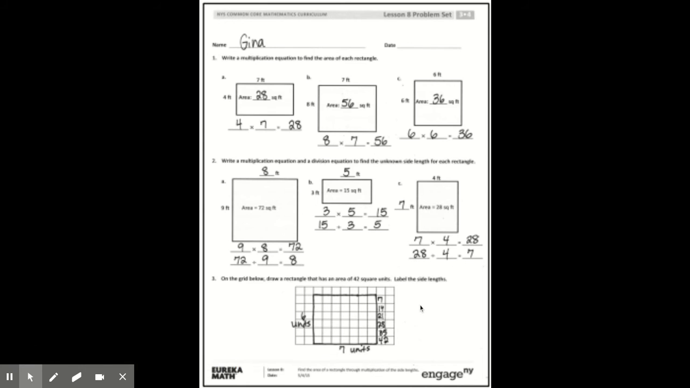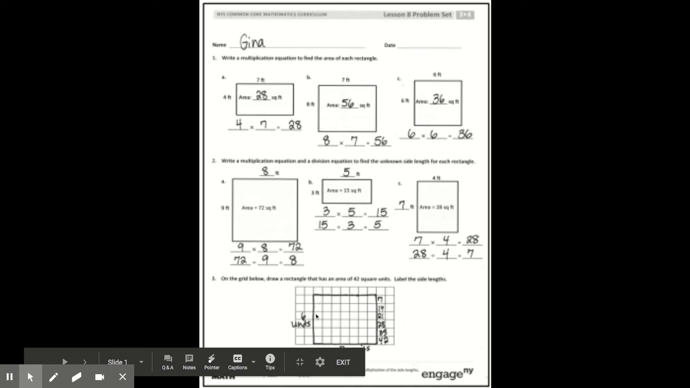If we go down to number 3, on the grid below, draw a rectangle that has an area of 42 units. Label the sides. Yours may not be exactly like this. You might have 7 on this side and 6 on this side, but either way works. So 6 square units, 1, 2, 3, 4, 5, 6 times 7. 1, 2, 3, 4, 5, 6, 7. So 6 times 7 would be 42 square units.